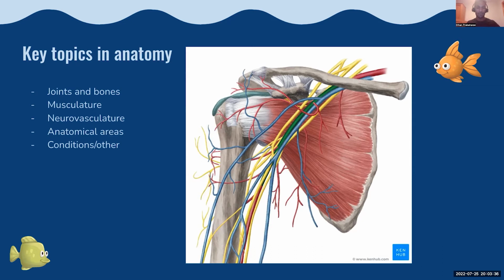And I like to break down anatomy into joints, bones, musculature, muscles, neurovasculature, which is nerves and blood vessels, anatomical areas, and various conditions and other pieces of clinically relevant information. So that's how I'll go through all the topics for today.